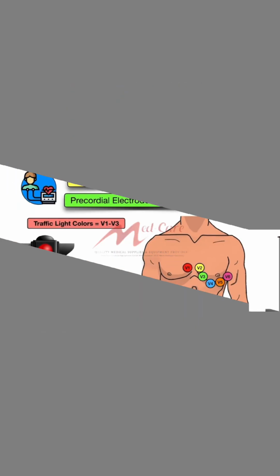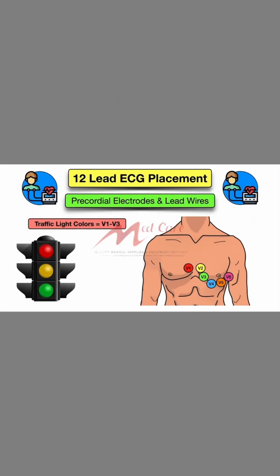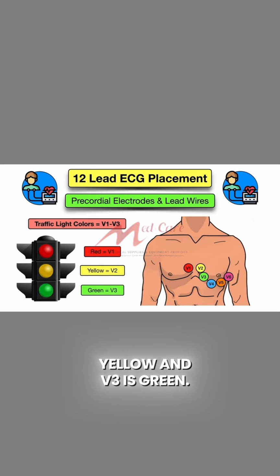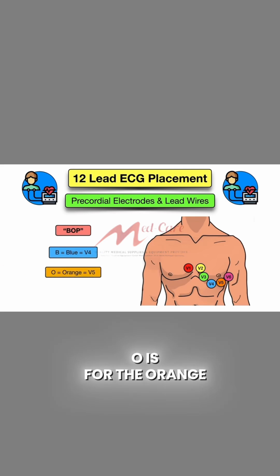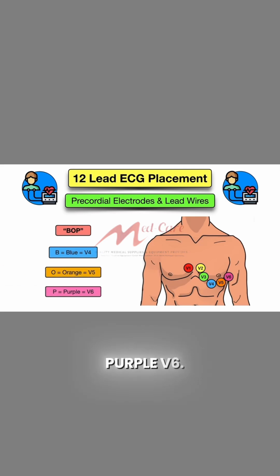Here's one more memory trick you can use. First, you're going to use the colors of a traffic light to remember V1 through V3. V1 is red, V2 is yellow, and V3 is green. Then use the mnemonic BOP to remember B is for the blue V4, O is for the orange V5, and P is for the purple V6.